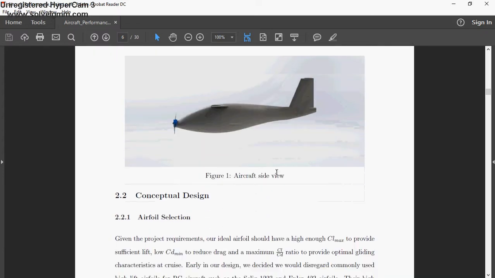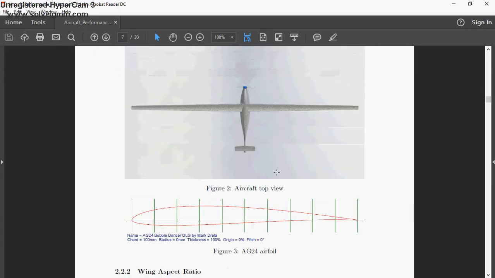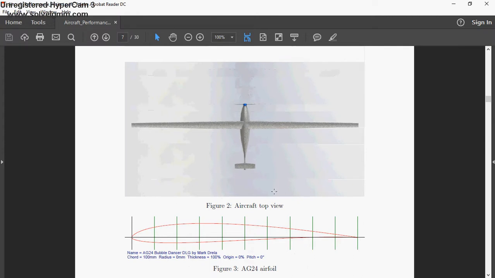Airfoil selection. Given the project requirements, our ideal airfoil should have a high enough CL max to provide sufficient lift, low CD min to reduce drag, and maximum CL over CD ratio to provide optimal gliding characteristics at cruise. Early in our design, we decided that we would disregard the commonly used high-lift airfoils for RC aircraft, such as Selig 1223 and Eppler 423 airfoils. Their high camber and high lift characteristics result in very inaccurate estimates for drag and are not compatible with the analysis tools and equations that we are using from the textbooks.